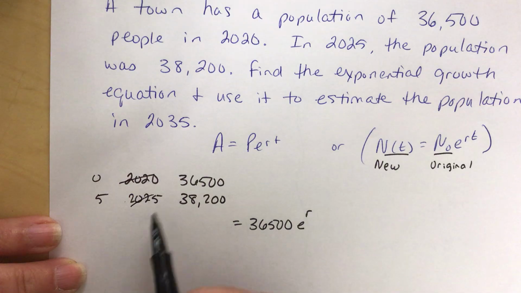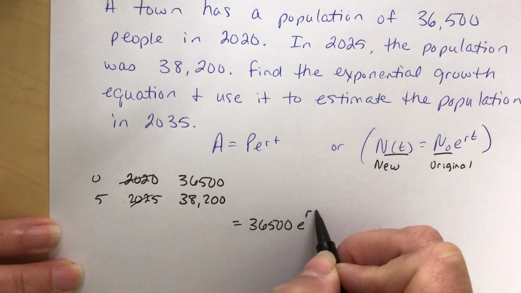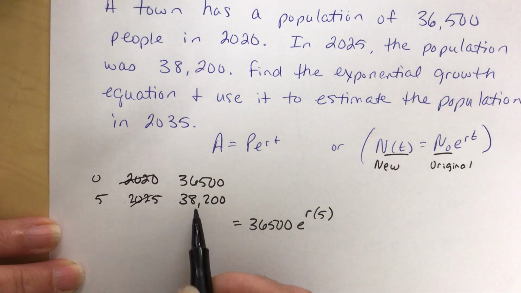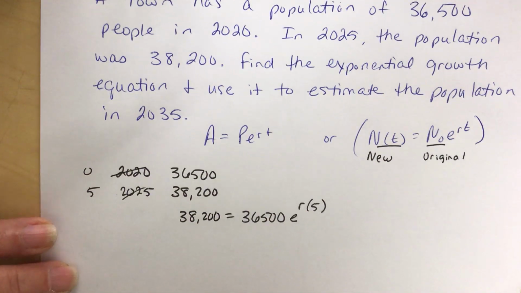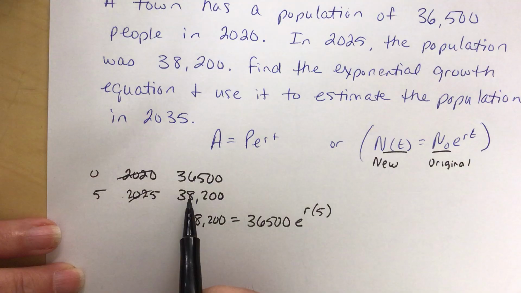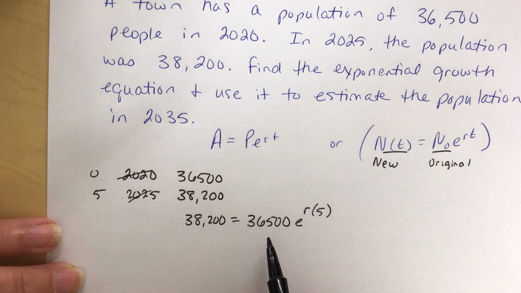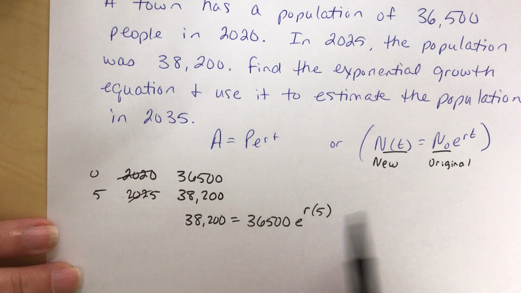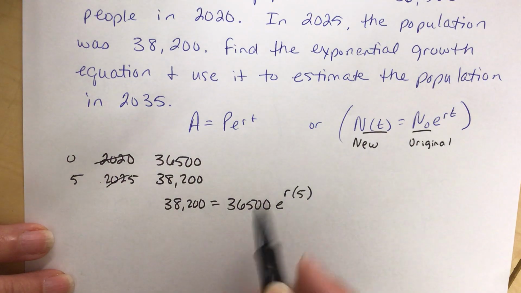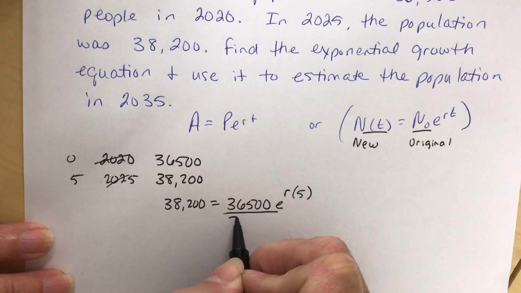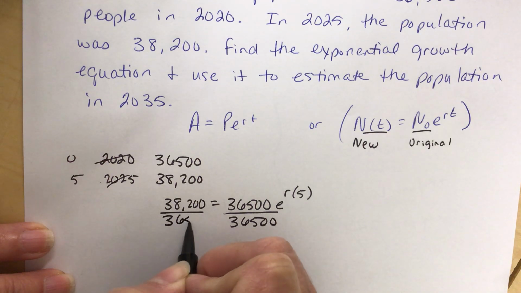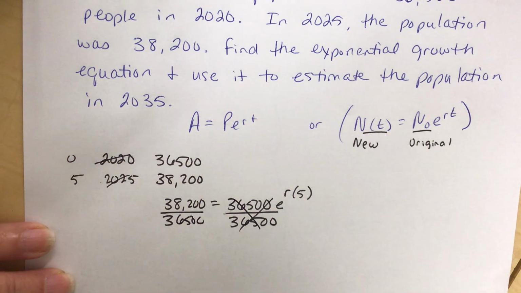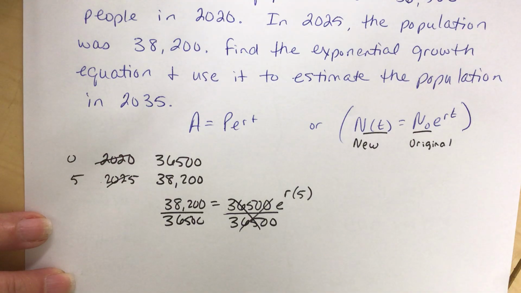Okay, so that means in 5 years, so when t is 5, my new amount is 38,200. So you sort of plug in the new year as if you're using the formula, and then you solve back for your r, okay? So the first thing we're going to do is divide by 36,500. And you can divide that on your calculator. It's probably going to be a messy decimal.